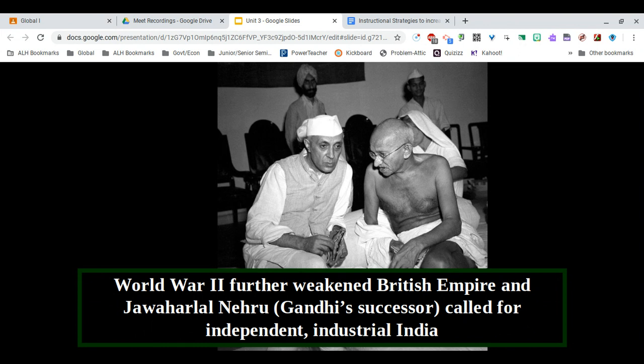And we're going to have a man named Nehru who is going to be Gandhi's successor. And he's going to work with Gandhi, who really calls for a separate, independent India. All right, we need to separate from the British and we need to work hard to do so.